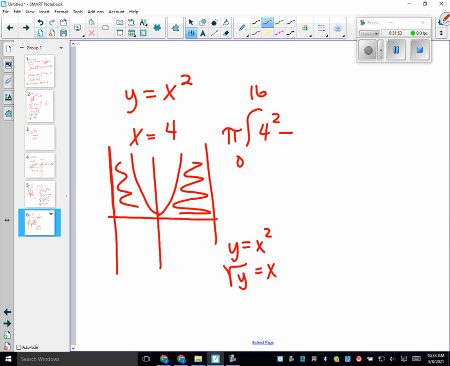Aren't I? But this is a washer, isn't it? This is a washer. That's a good joke. So this would be radical y squared dy.